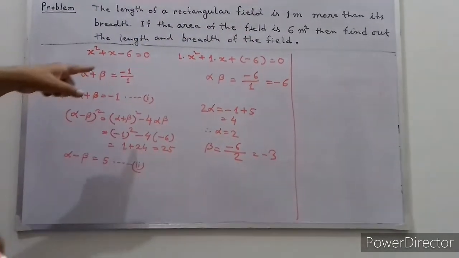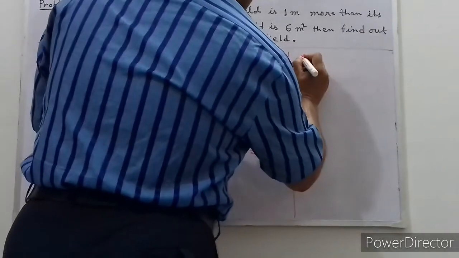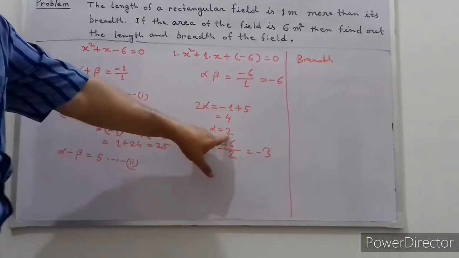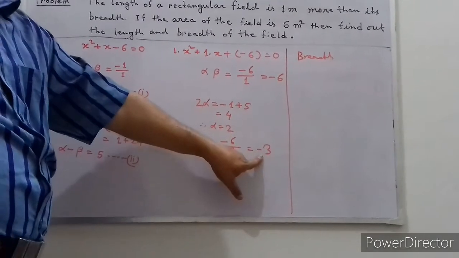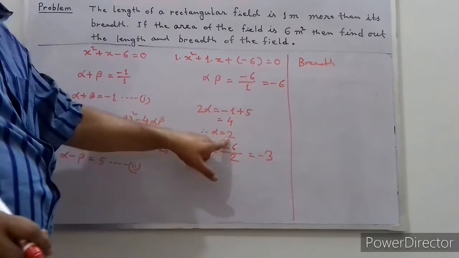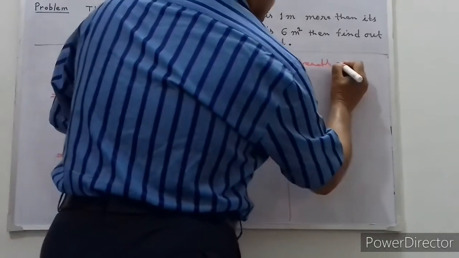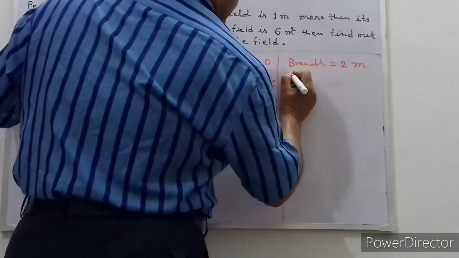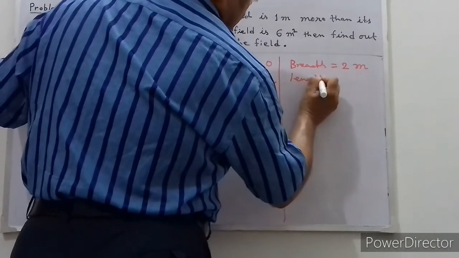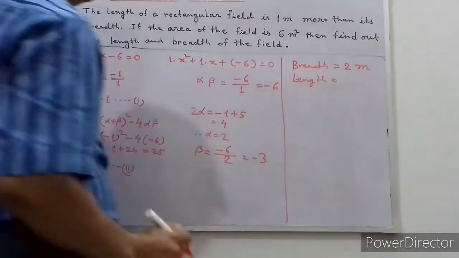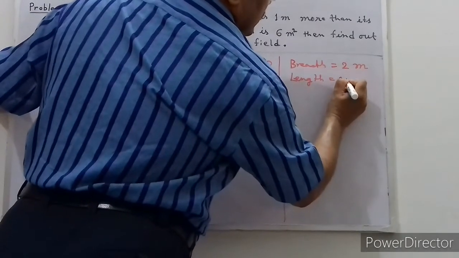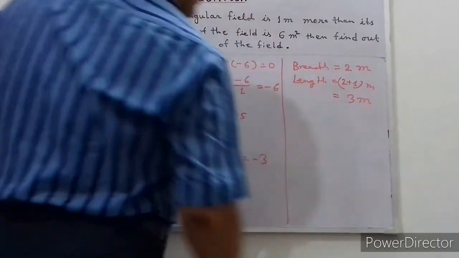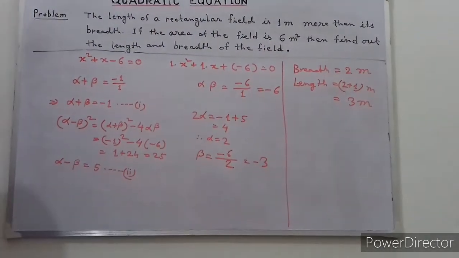Now what should be the breadth? Breadth should be 2 meters or minus 3 meters. So the negative number should be avoided. So breadth equals 2 meters. Now length equals 2 plus 1 meter, that equals 3 meters. Thus we can solve in the third method.